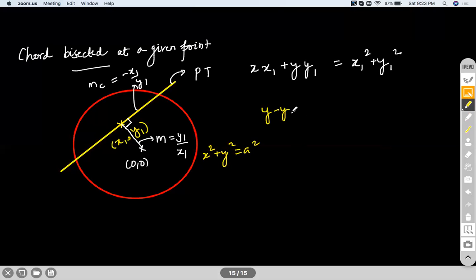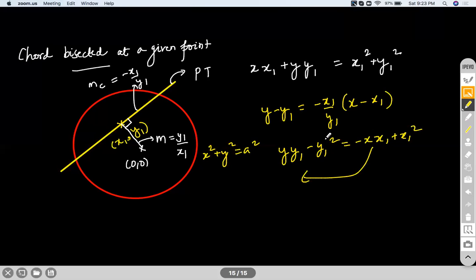Okay, y minus y1 is equal to minus x1 by y1 times x minus x1. Cross multiply. y y1 minus y1 square is minus x x1 plus x1 square. Bring this term to this side, and this term to the other side. So x x1 plus y y1 is equal to x1 square plus y1 square. Done. Got it?